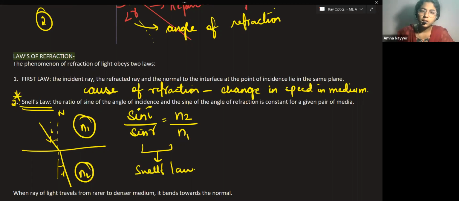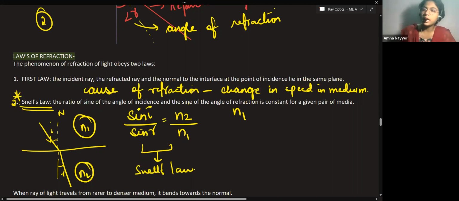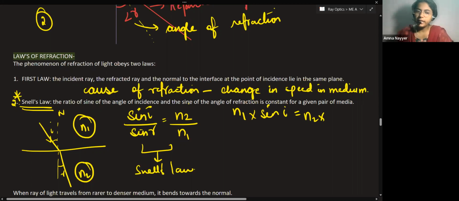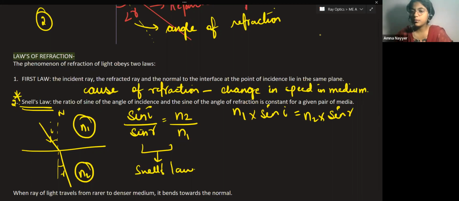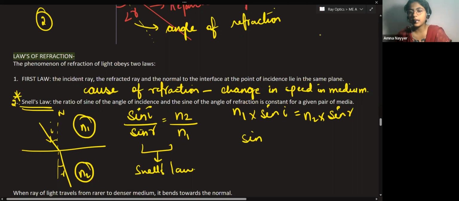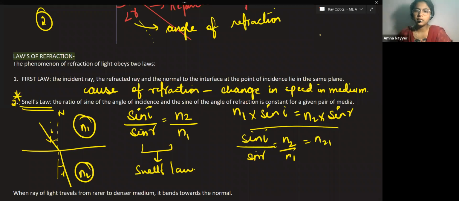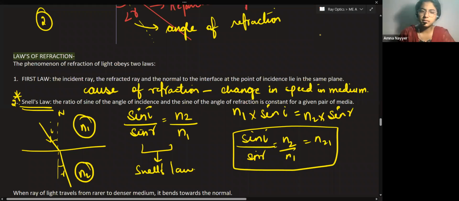So this will become N1, the refractive index of that material, into sin I is equal to the refractive index of the material into sin R. And so on. Even if so many steps are there, so many calculations are there, even if it is repeated, write it as it is. Now see, if you rearrange, sin I by sin R, you will get N2 by N1, or you can say N21 as well. So that's how you can write it.